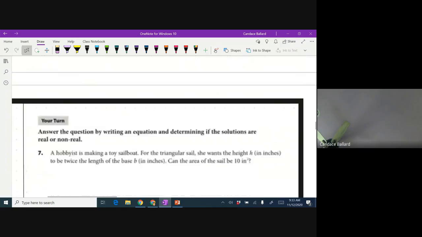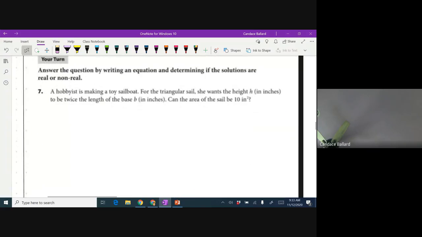All right, let's look at this next one here, okay? We will at least start it together a little bit. So it says, a hobbyist is making a toy sailboat. For the triangular sail, she wants the height in inches to be twice the length of the base in inches. Can the area of the sail be 10 inches squared?